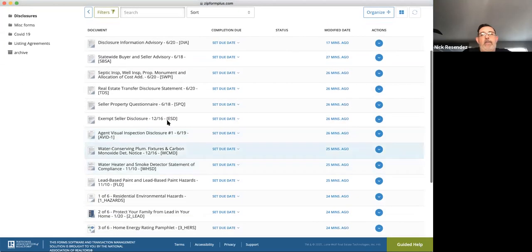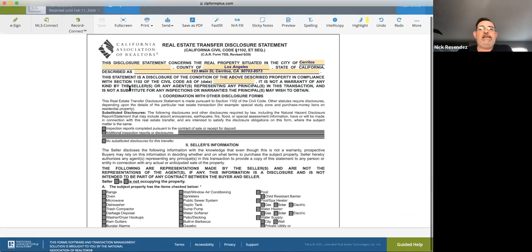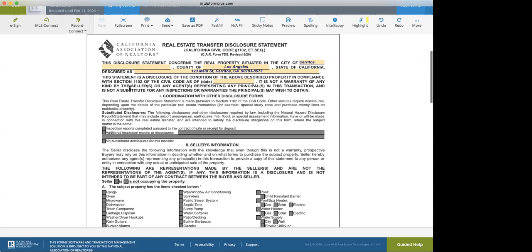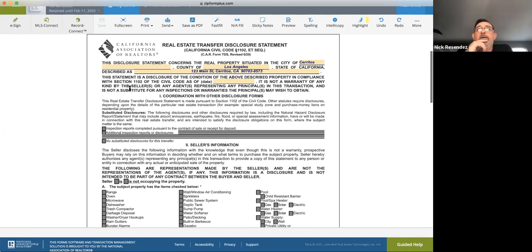Next, probably our number one most important form in the disclosure world is the TDS, the Real Estate Transfer Disclosure Statement. Okay. And this is mandated to provide in most transactions. There are some exemptions for when a TDS is not required. And most of those exemptions revolve around whether or not an entity is selling the property. So when you think of probate, right, the person's deceased and you have an administrator handling the affairs, or a corporation or a trust.